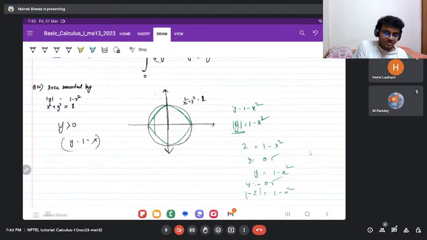So here comes the symmetry of the integral. So what should you do? You should find only one area like this and multiply by 4, right? Agreed? Yes, sir. So what is this area? As one integral, this can be written as y is equal to root over 1 minus x square, right?